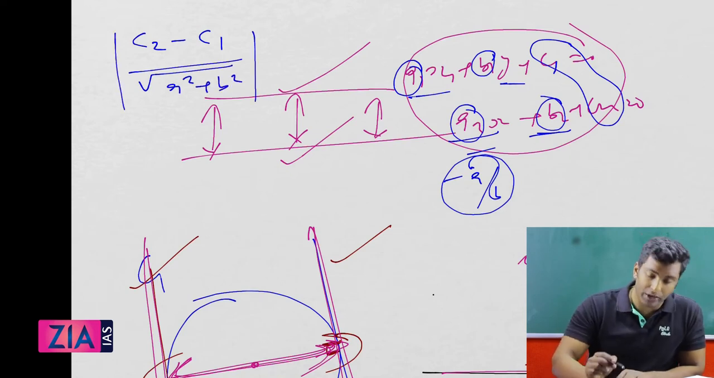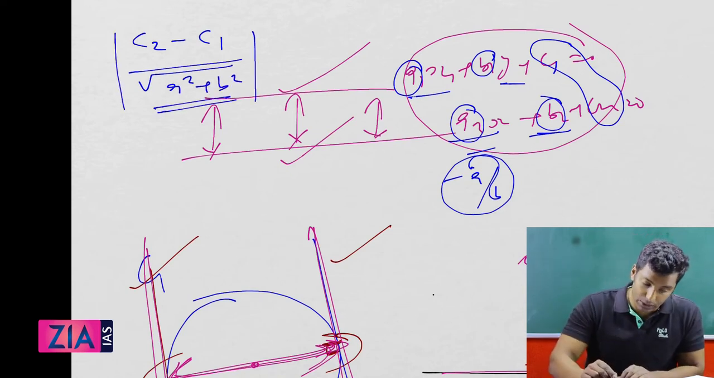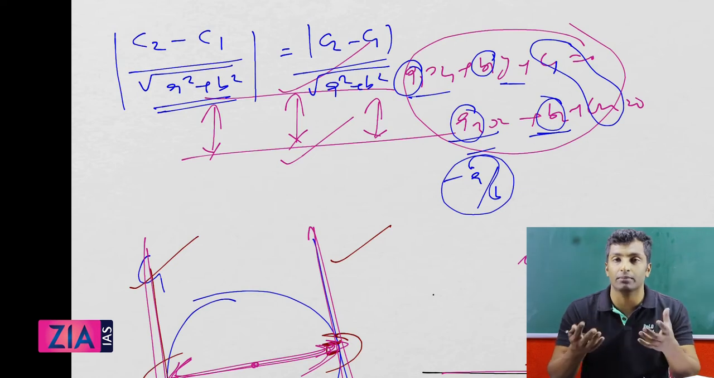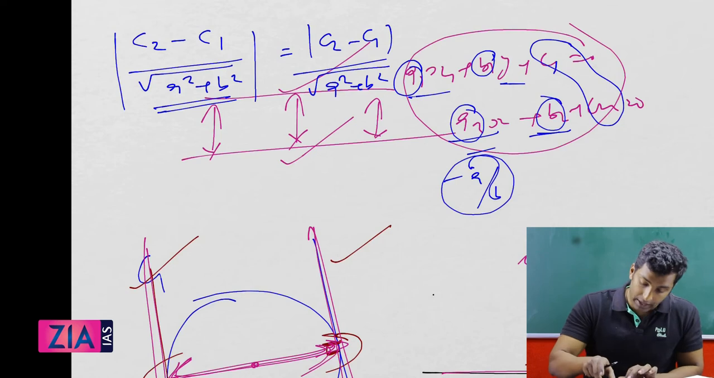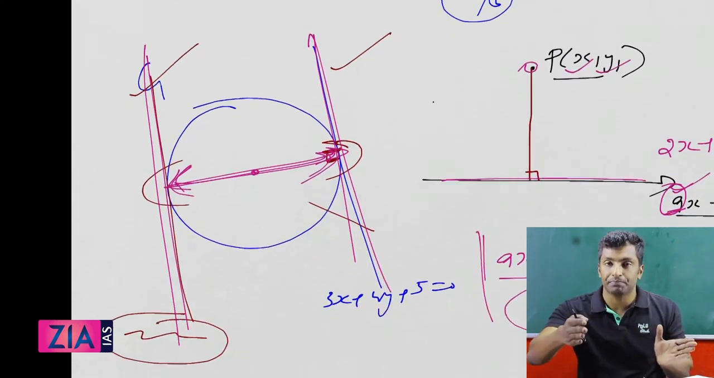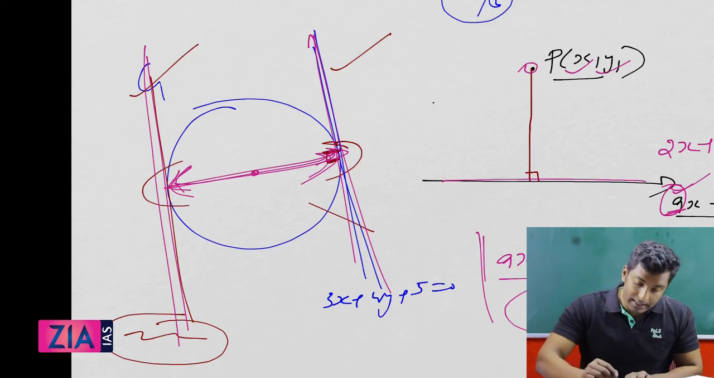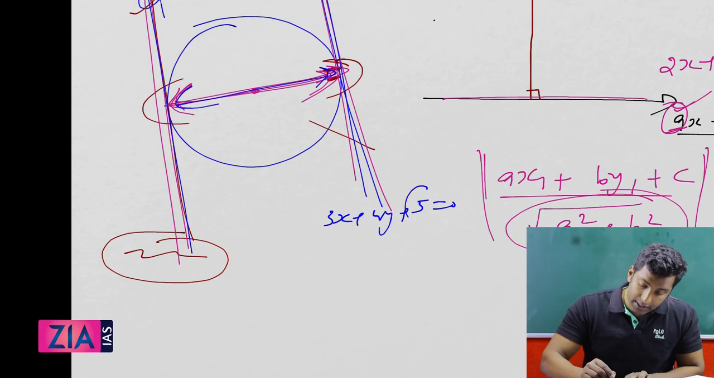So here, if you don't want, you can write it like this also: C2 minus C1, you can put the mod and root of A square plus B square, because root of A square plus B square anyway comes out to be positive. Okay, so C2 minus C1 divided by root of A square plus B square. So if I am giving you two lines, basically two tangents, what is the distance between them? That is the constant in this part and the constant in this part.